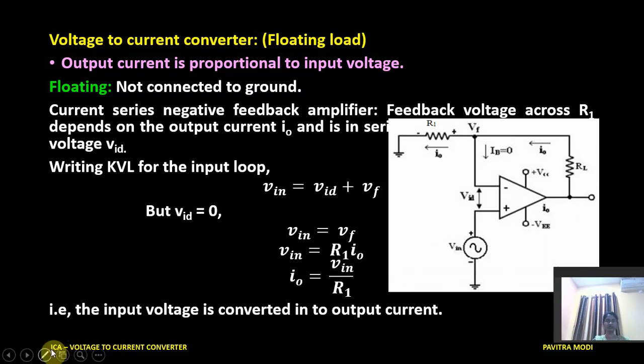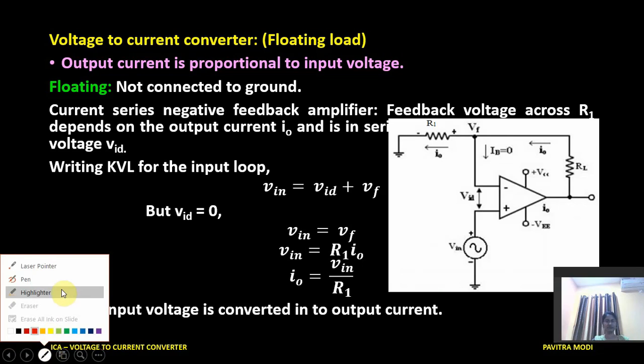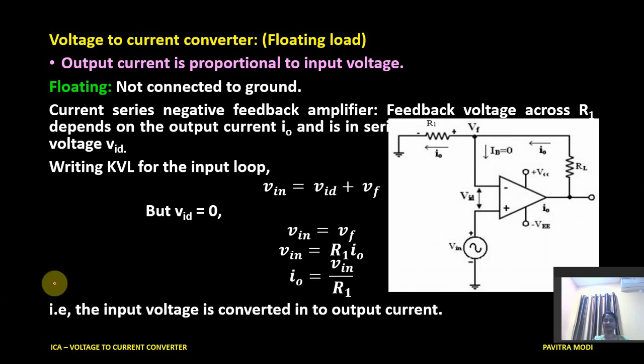This means whatever load we are going to connect is not going to be connected to ground, rather it is connected to some other node point, and that's why we are using the word floating, not connected to ground. And the same circuit seems to be a current series negative feedback amplifier circuit.